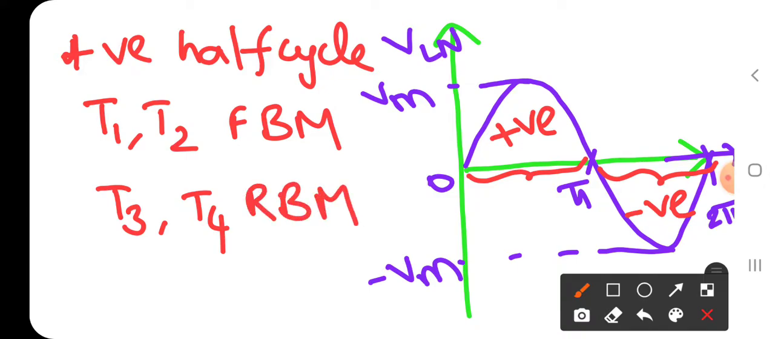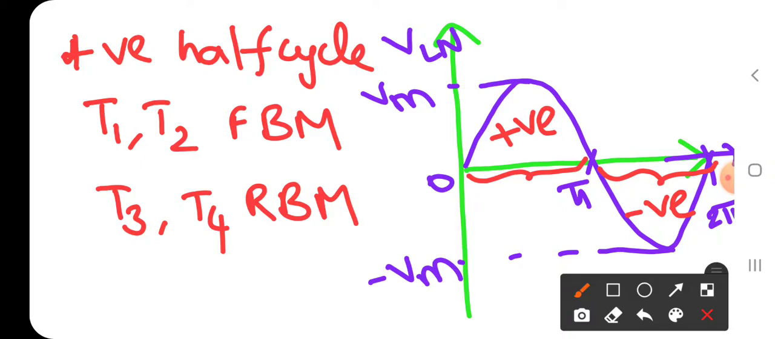Whether in forward blocking mode or reverse blocking mode, both act as an open circuit, so the load is not connected to the source. In order to connect the load to the source, I turn on the two SCRs T1 and T2 by giving the gate signal to them. Hence T1 and T2 come to the forward conduction mode.